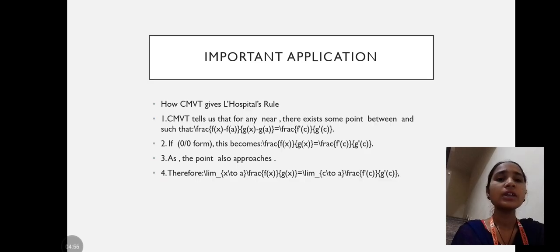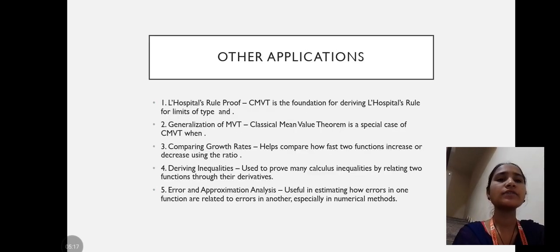If it is 0 by 0 form, this becomes f of x by g of x is equal to f dash of c by g dash of c. As the point c also approaches a, therefore limit x tends to a of f of x by g of x is equal to limit c tends to a of f dash of c by g dash of c. And the other application of Cauchy mean value theorem is the L'Hospital's rule proof.